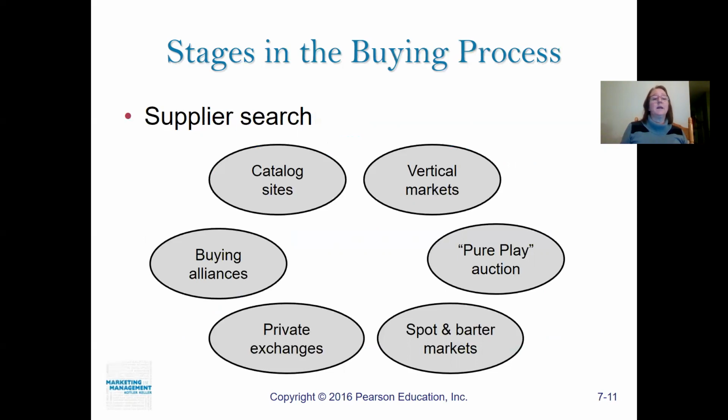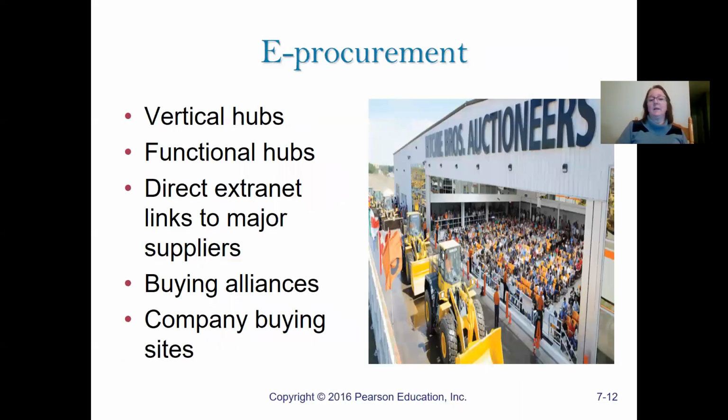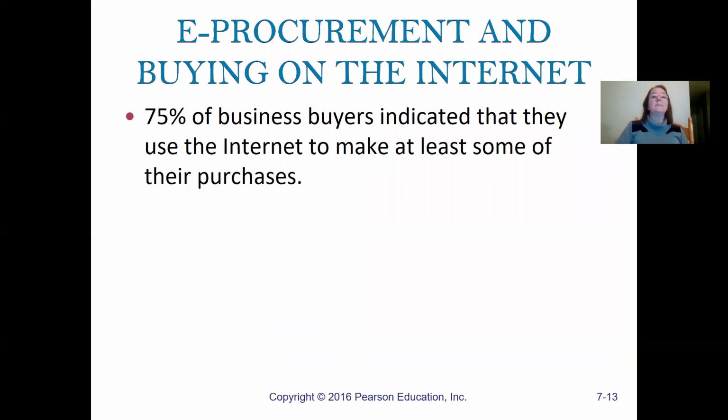Does your organization already have buying alliances? Are there private exchanges, or are there vertical markets, pure play auctions? How are you going to go about finding those suppliers? Today, more and more, we work with hubs of sales of similar products. And so e-procurement, in other words, putting out a request for proposals and doing all of this electronically, has taken the place of phone calls and all of that.